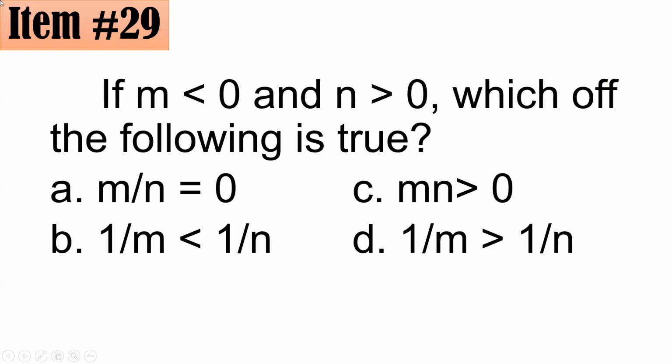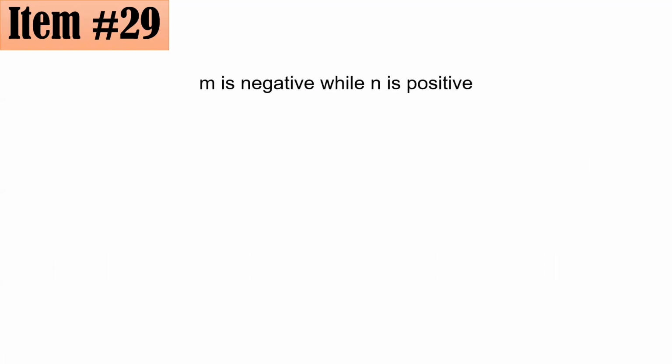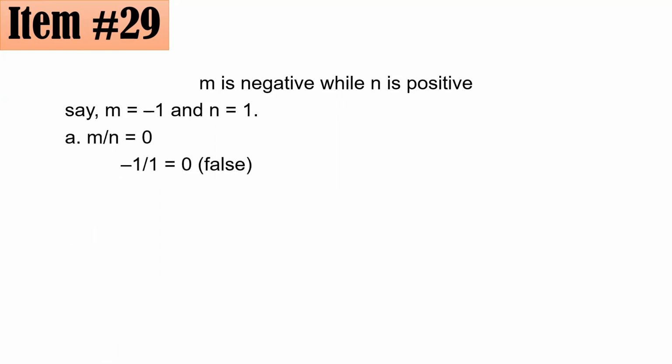And this actually implies that m is less than 0 implies that m is negative, and n greater than 0 implies that n is in fact positive. So to make this thing simple, we can also pick certain values where m is negative and n is positive. In my case, I picked m equals -1 and n equals 1. And if we do the substitution, you see na ito ay magiging -1 over 1 equals 0. That's a false statement because the left side is -1, the right side is 0.